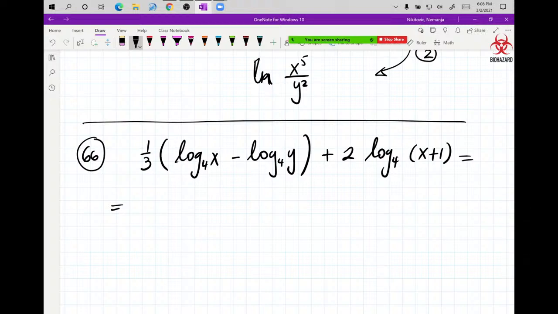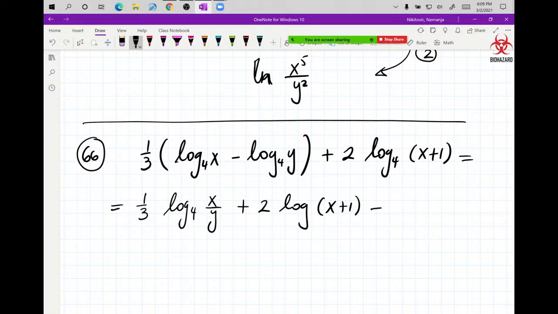Okay, let's take a look at this problem together. So first, we combine the logs inside the parentheses by PEMDAS. That's 1/3 log base 4 of x divided by y. And we still have plus 2 log of x plus 1. Now we have to get rid of these numbers in front of the logs so we can combine the last two logs into a single log. So our goal is to condense everything into a single log.